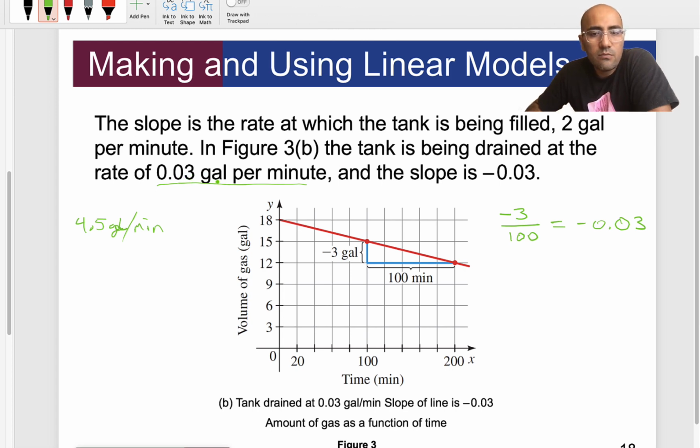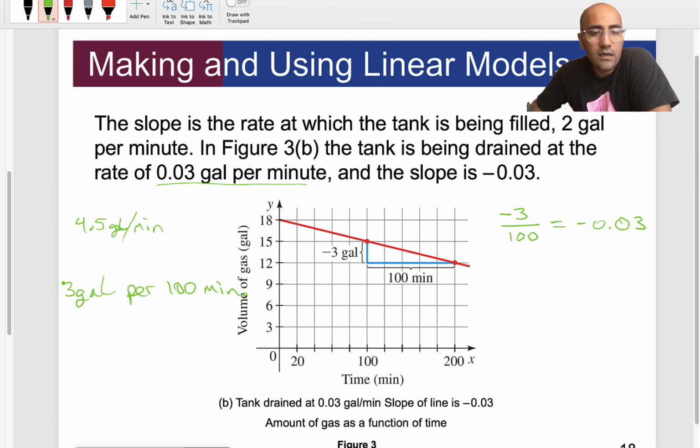So in a case like this, you might actually want to leave it in terms of whole numbers and say that you're draining at a rate of 3 gallons per 100 minutes. It's just a personal choice, whether you want to describe it in one way or the other. But it's just more compact to say gallons per minute instead of saying 3 gallons per 100 minutes.